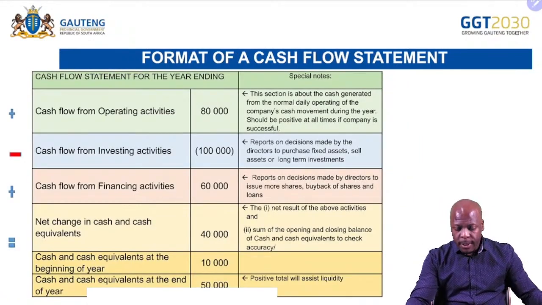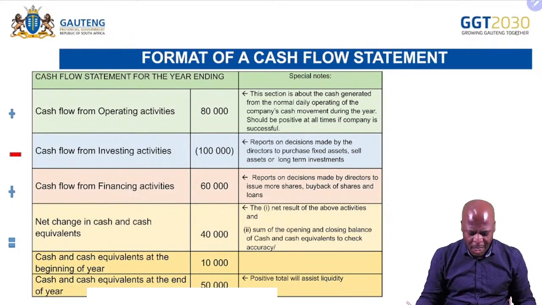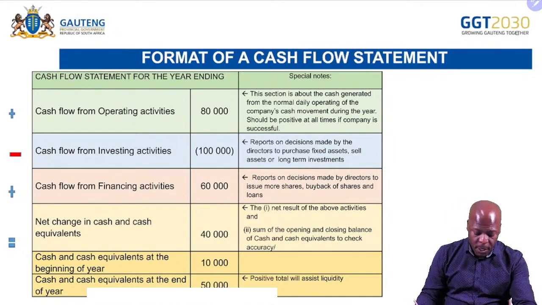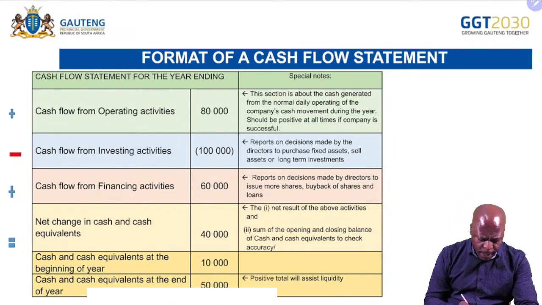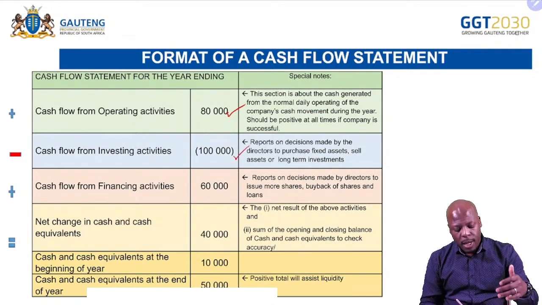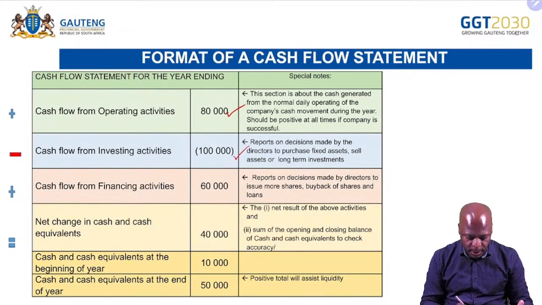Now, my dear learners, it is important now that we come to the actual format of a cash flow statement. Remember, I broke it down into three parts: O, I, and F. Operating activities, that's the first part. And if you look here, you'll find that you have 80,000 on your operating activities. And then your investing activities, and then we invested, and our investment went up to 100,000. This is our investment, 100,000. And then we had a cash inflow on financing activities of 60,000.